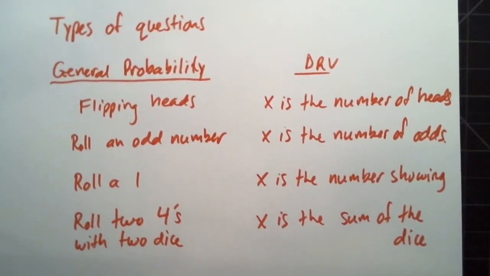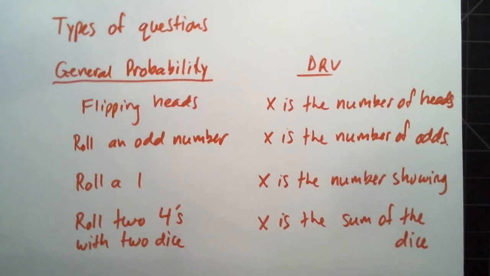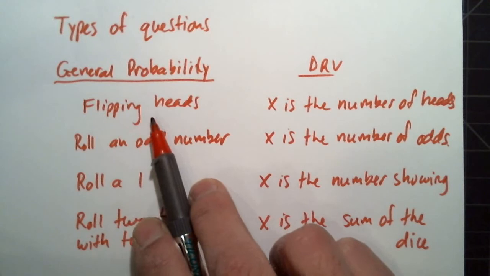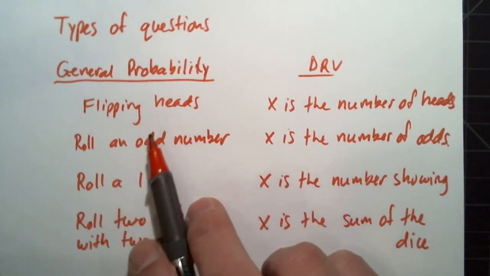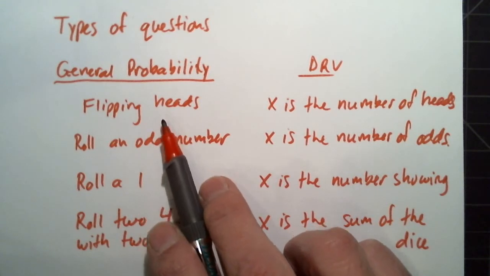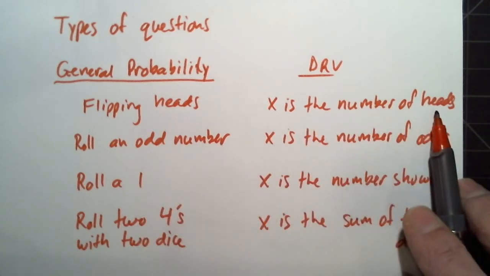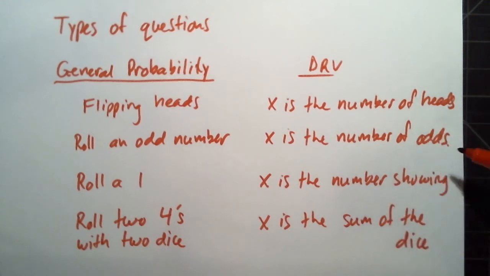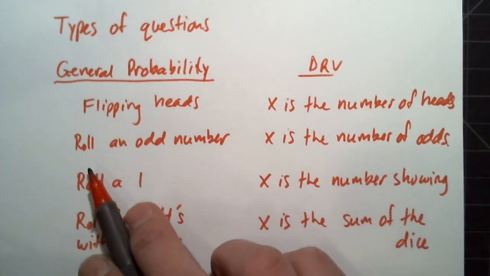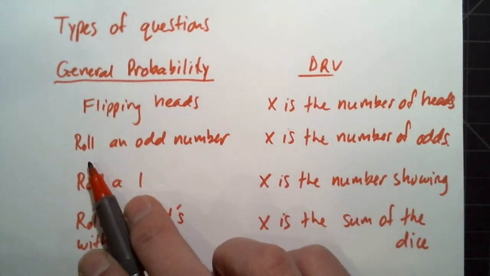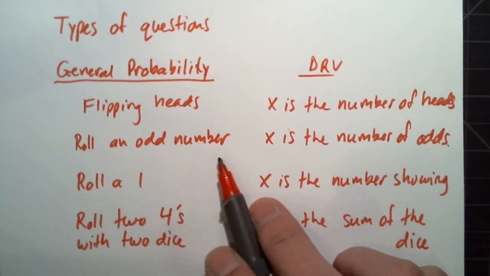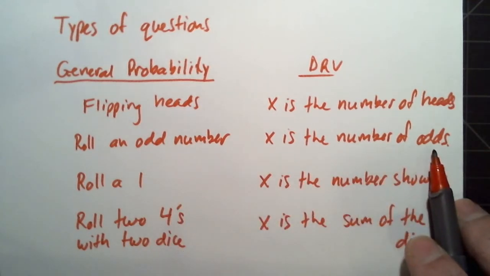Okay, so let's compare this to what we've seen already with probability. We've seen probability questions that might ask about outcomes of flipping a coin. If we wanted to represent this as a discrete random variable, we'd say x is the number of heads. And so we have to have this thing that we're counting, a variable, and it represents something that we're counting. On a die, we can roll an odd number. Here we can say x is the number of odds that we roll.